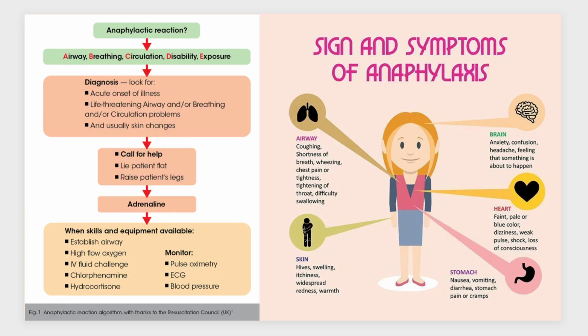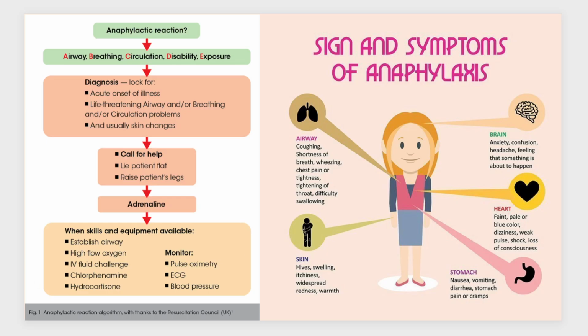So for an anaphylactic reaction, what are some things we're going to be checking for? Their airway, their breathing, circulation, and if it affects their mobility, and what was the exposure? To what level were they exposed? So for diagnosis, you're looking for acute onset of illness. Did this happen quickly? Are they able to breathe? Are there circulation issues? And have we seen any changes in their skin?